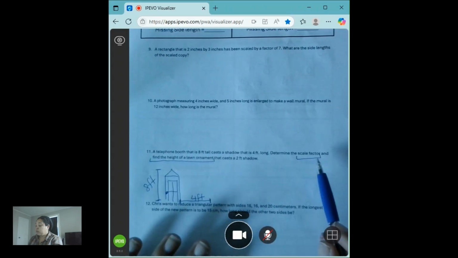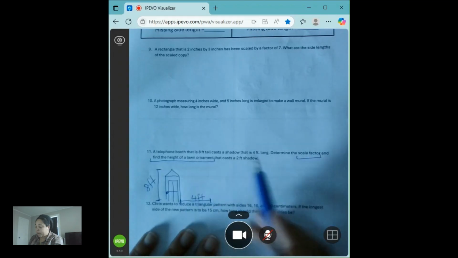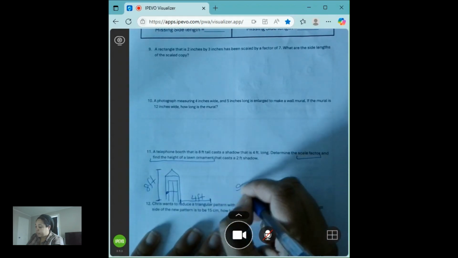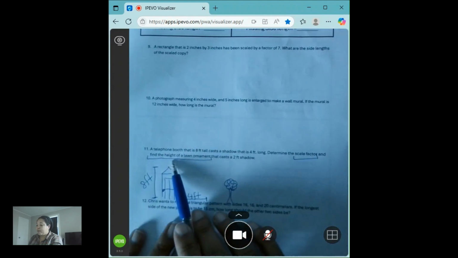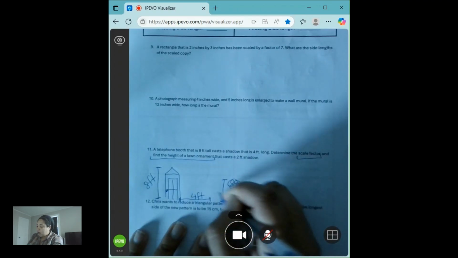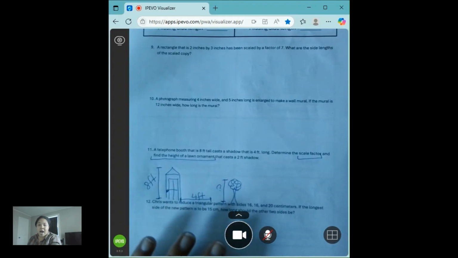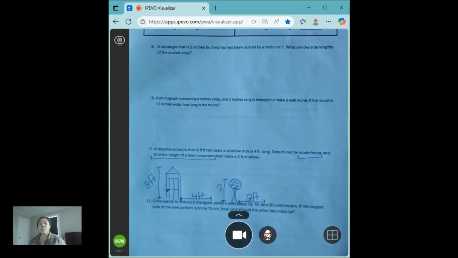Okay. Now, we need to find the scale factor and then the height of the lawn ornament. So let me draw a lawn ornament. Let's do a tree, for instance. They're saying we need to find the height of the tree. So I don't know how tall this tree is, that ornament. I'm going to put a question mark because I need to find that. But I do know the shadow of the tree. The shadow is going to be 2 feet. The reason why I drew this out, I need to make sure I'm matching the information given. Do not randomly put things anywhere. Okay?